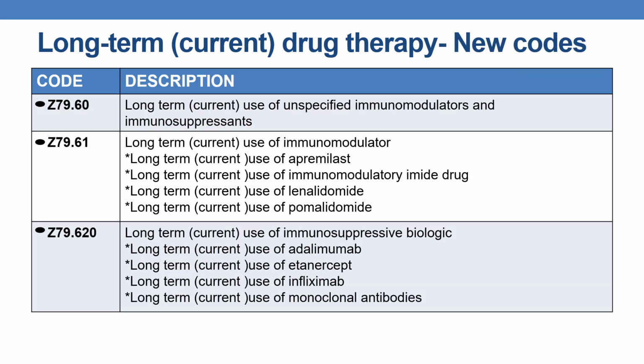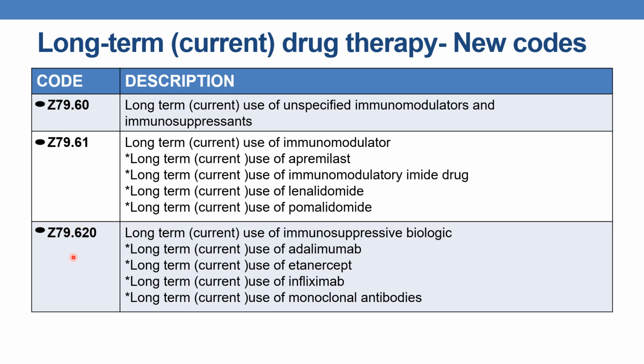Now here are the set of new codes that have been added since October 2022. The first code is Z79.60, long-term use of unspecified immunomodulators and immunosuppressants. The next is Z79.61, long-term use of immunomodulator, apremilast, immunomodulatory imide drug, or lenalidomide or pomalidomide. Whenever the physician documents long-term use of any of the below listed drugs, the code is Z79.61.